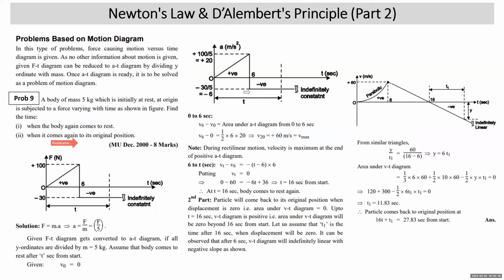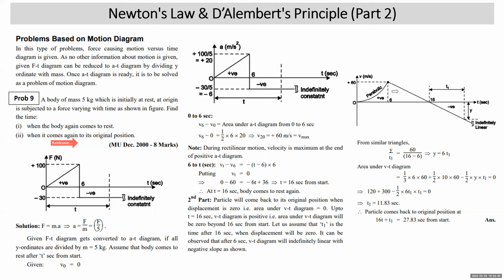Second part, 6 seconds onwards, AT diagram has constant ordinate. So VT diagram will have linear variation with negative slope. Why negative? Because here acceleration was negative. Now it is continued. AT diagram is shown indefinitely constant, so VT diagram will be indefinitely linear.